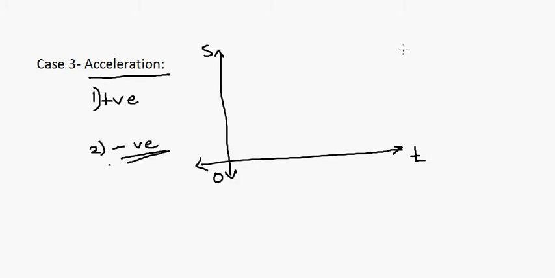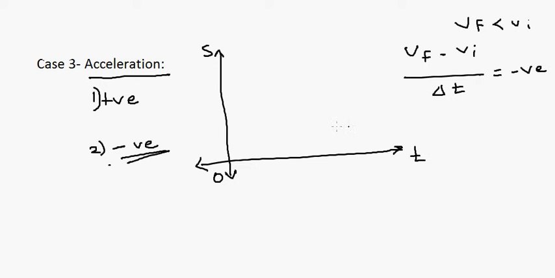If it's negative, that is Vf minus Vi upon delta t, and Vf is lesser than Vi. Final velocity is lesser than initial, that is, the velocity is decreasing, it's not increasing. That means acceleration is going to be negative. If Vf is less than Vi, acceleration is negative.